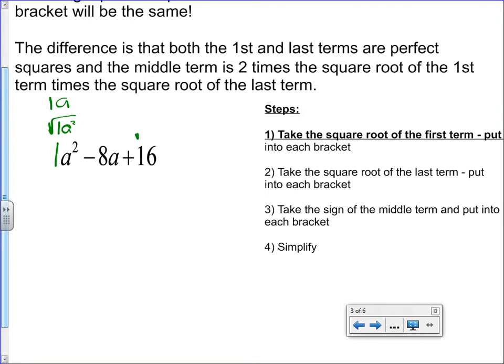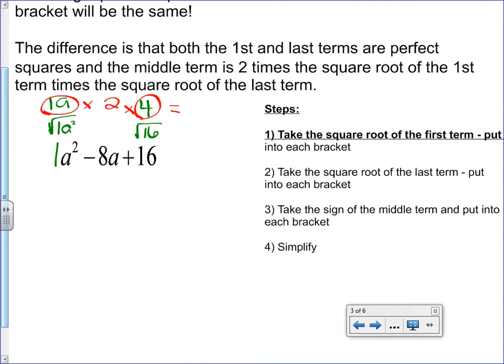If I take the square root of 16, what do I get? Austin? 4? Okay, now you have to do a check. Here's what your check is. The square root of the first term, which is this part here, 1a. I'm going to multiply that by 2, then multiply it by the square root of this last term, and see what I get.